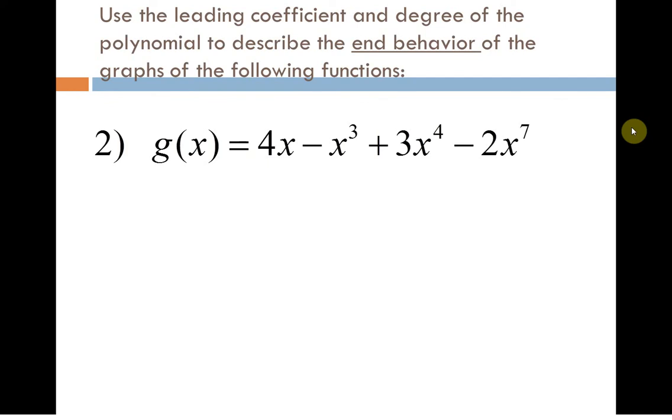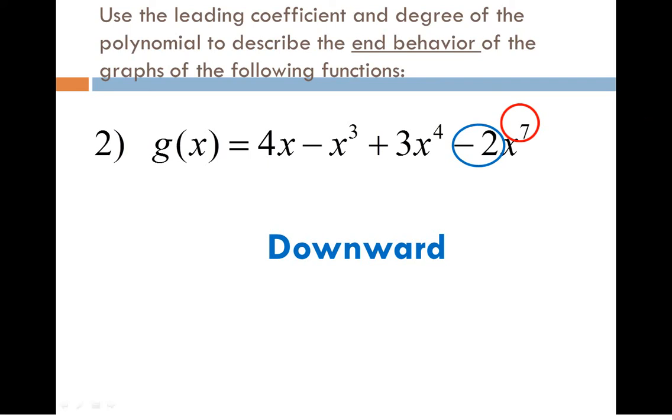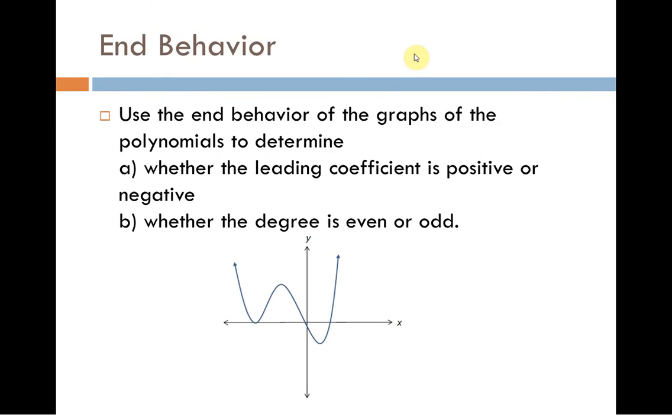All right, this one. It is not in standard form. How tricky, but I'm searching for the highest exponent. Oh, there it is. Good job, Miss LaHart. That means this is an odd degree, and it has a -2 for a leading coefficient. So therefore, I know that it's going to start up and end down. Remember, we're describing the end behavior. That throws people off sometimes.